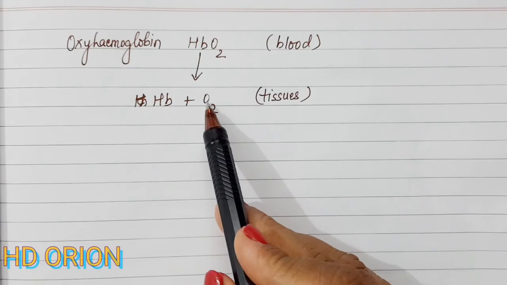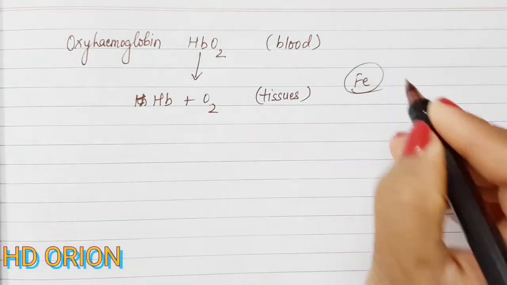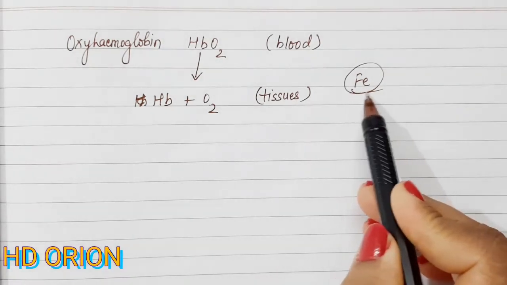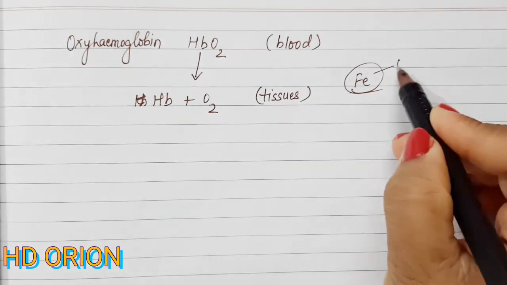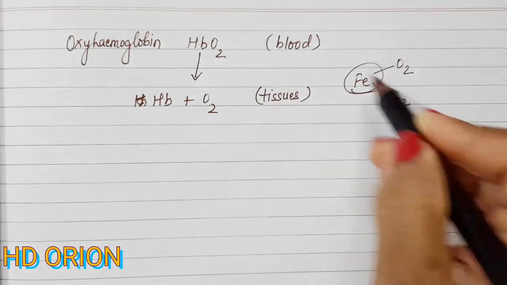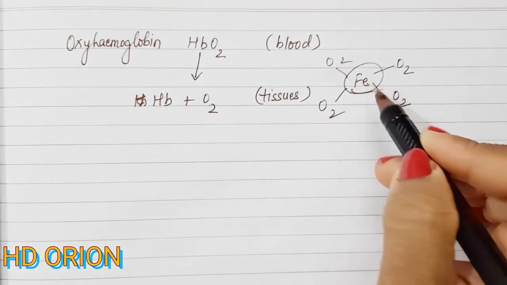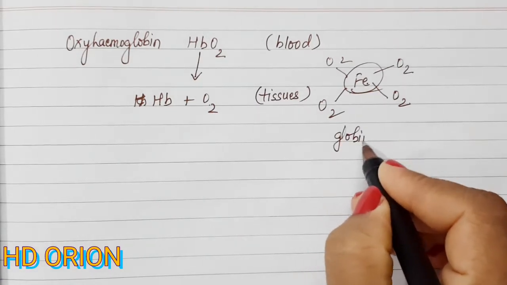The oxygen particularly binds to the iron of the hemoglobin. So hemoglobin is the oxygen carrying pigment which is having iron in the center. So oxygen molecules get attached to the iron. There are 4 oxygen molecules, as I said. They particularly get attached to the iron molecule, and carbon dioxide attaches to the globin part, which is the protein.